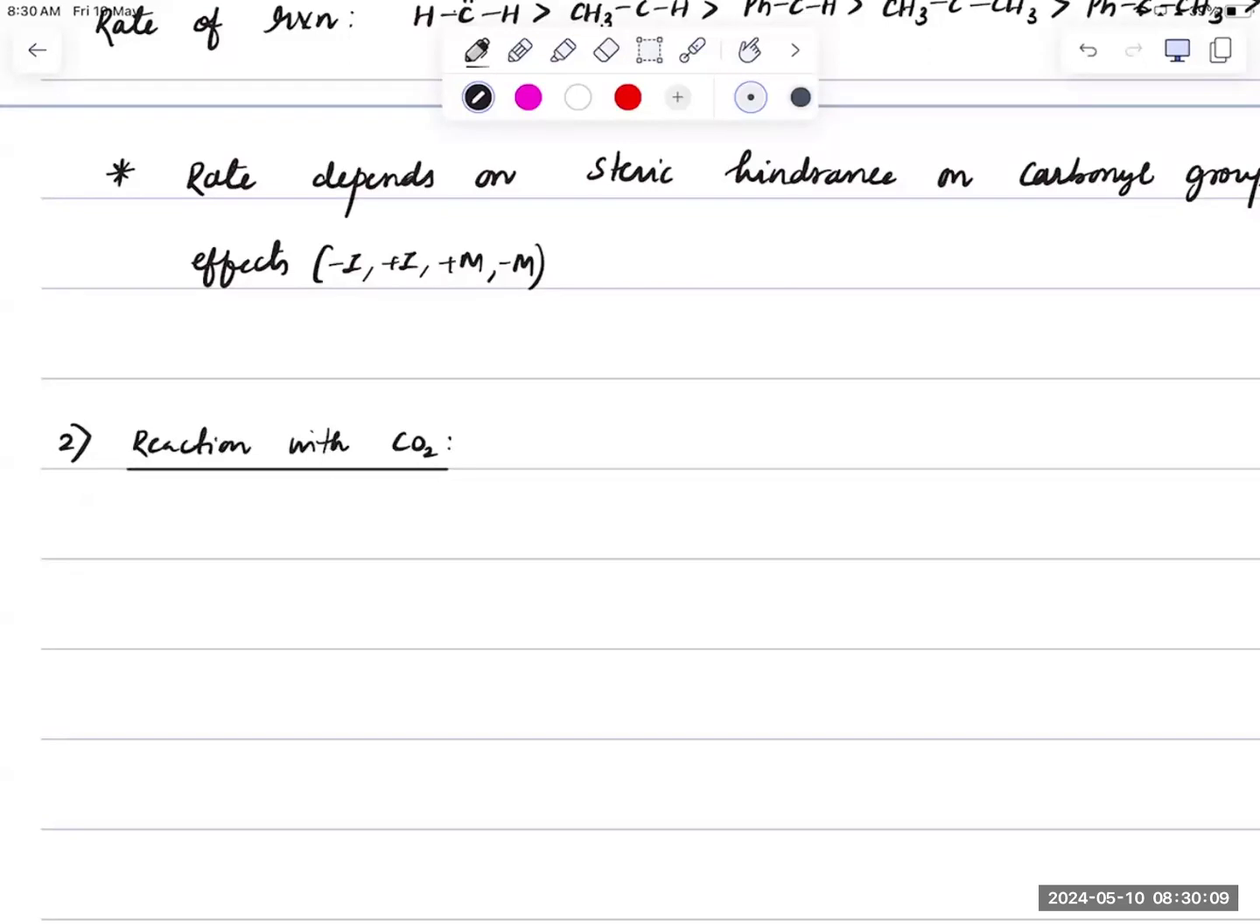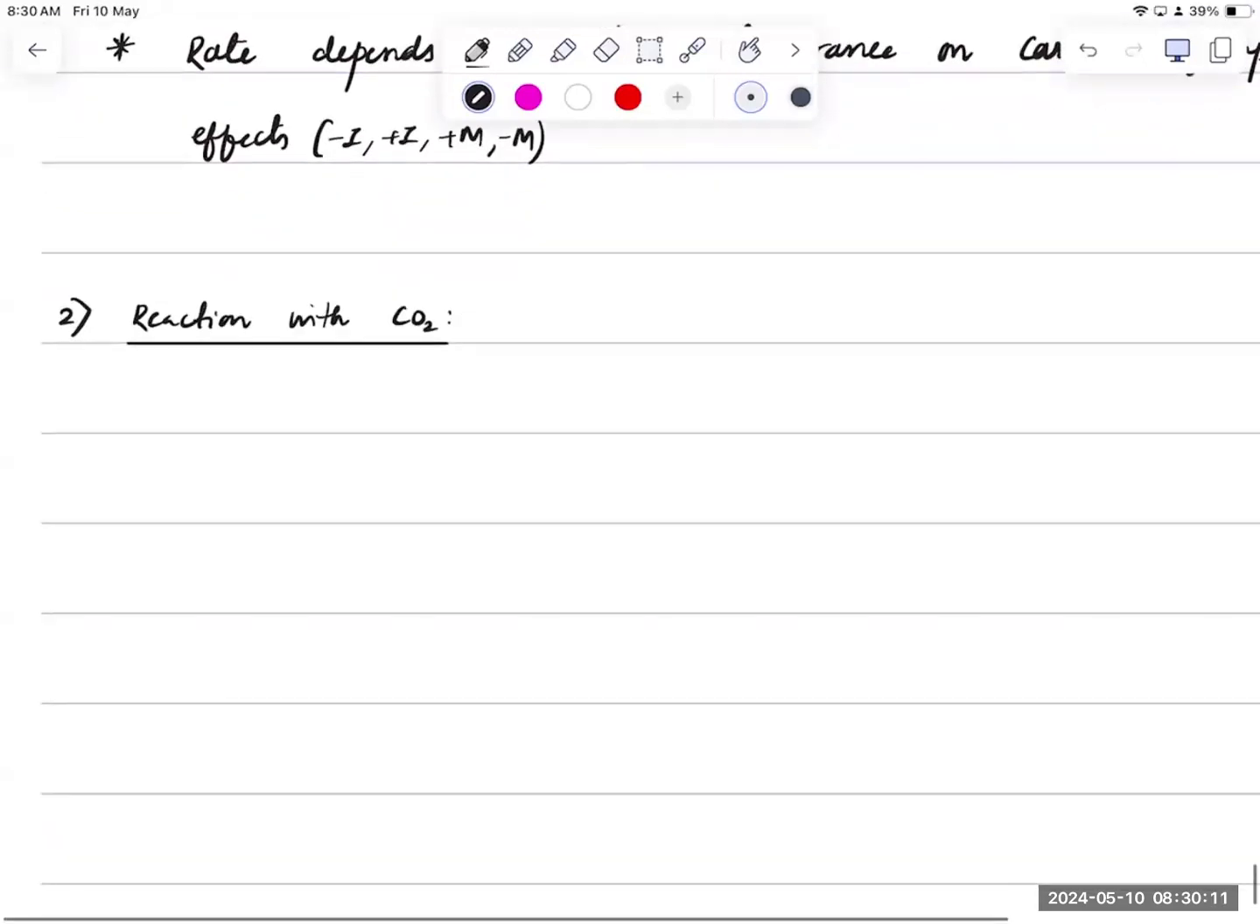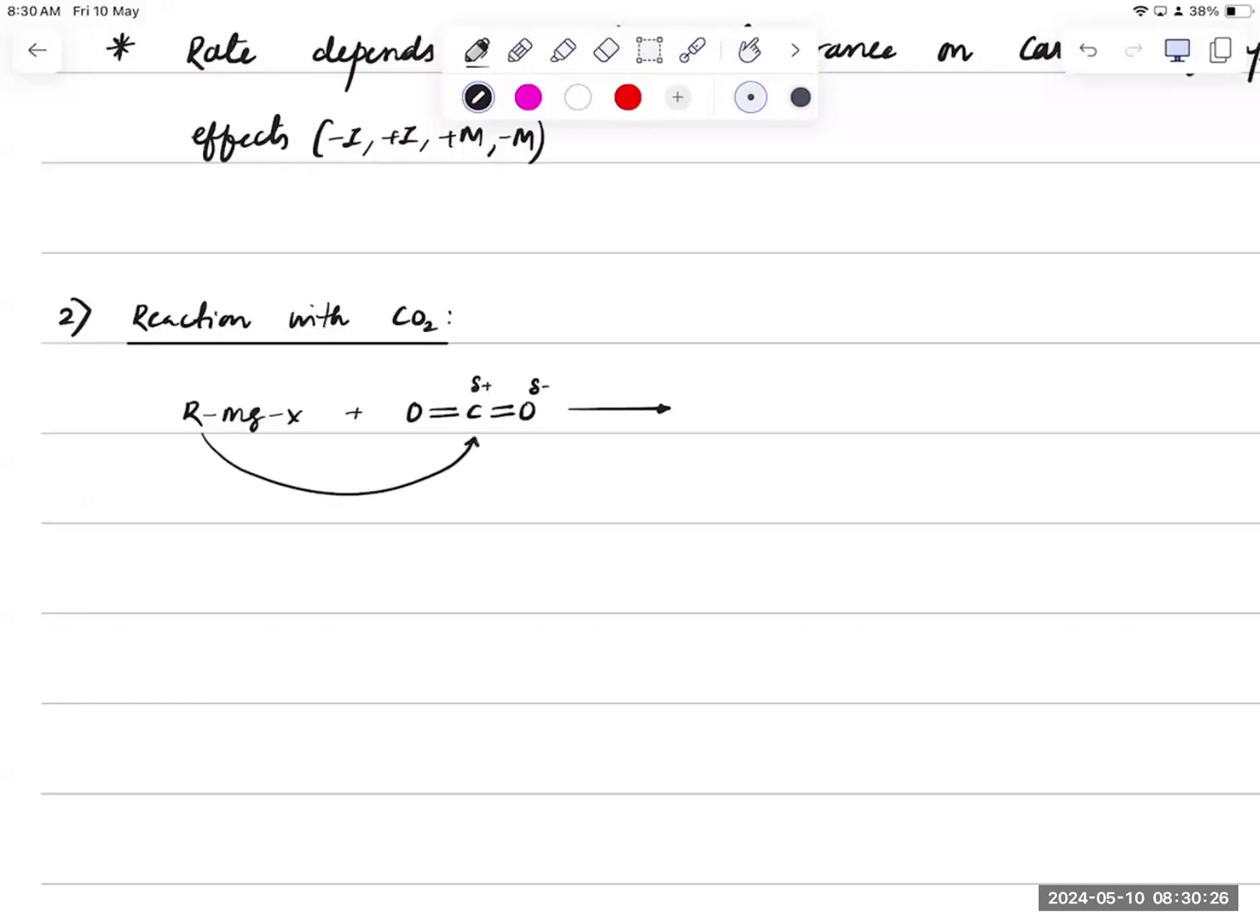How does Grignard's reagent react with carbon dioxide? If you take RMgX, Grignard's reagent, and attack carbon dioxide, carbon dioxide will have delta positive and delta negative, which makes this R go and attack the carbon. Therefore, we will get RC double bond O minus MgX plus, because as soon as the attack happens, the pi bond will move onto oxygen.